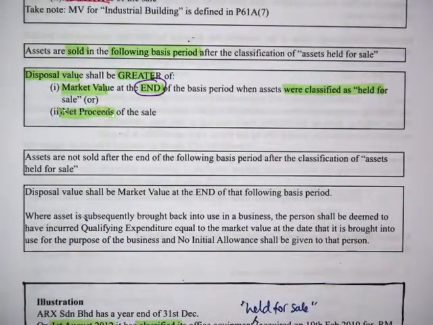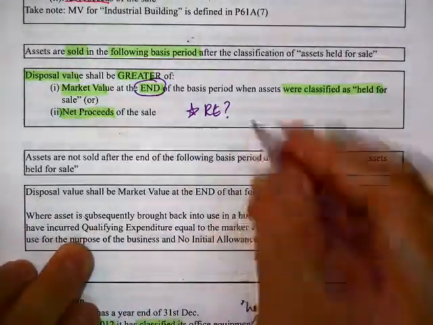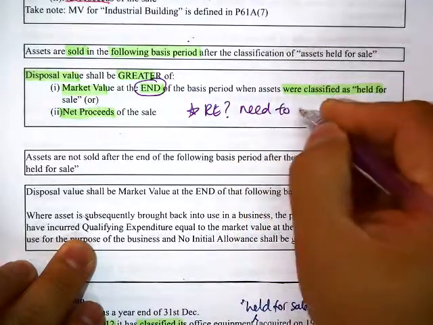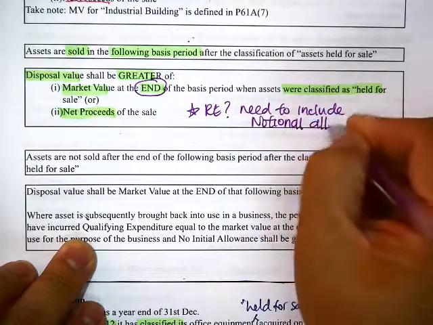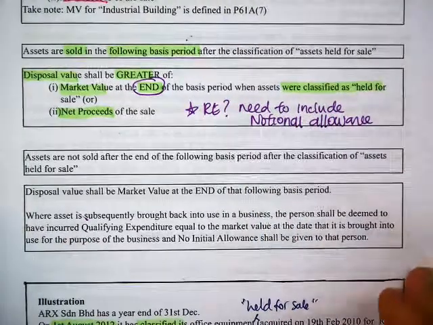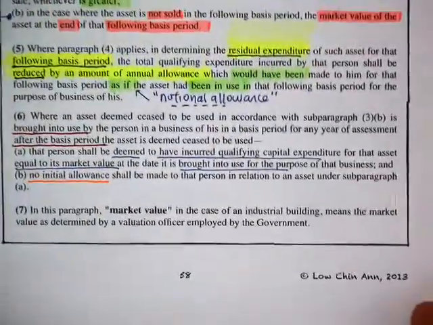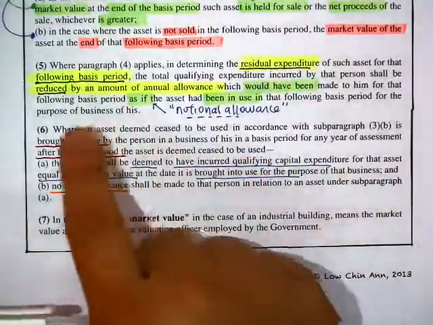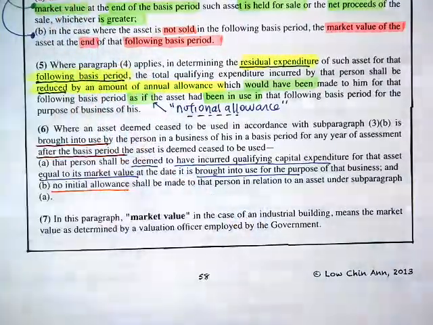Okay, now not only that, you must also see how you get RE. Now you need to include a notional allowance. Okay, you need to include a notional allowance. Now, when you go back and read the notes at home, you can just focus on this part. Okay, I just tell you now itself. Now they mentioned that where paragraph 4 applies, paragraph 4 is the case that you dispose subsequently.